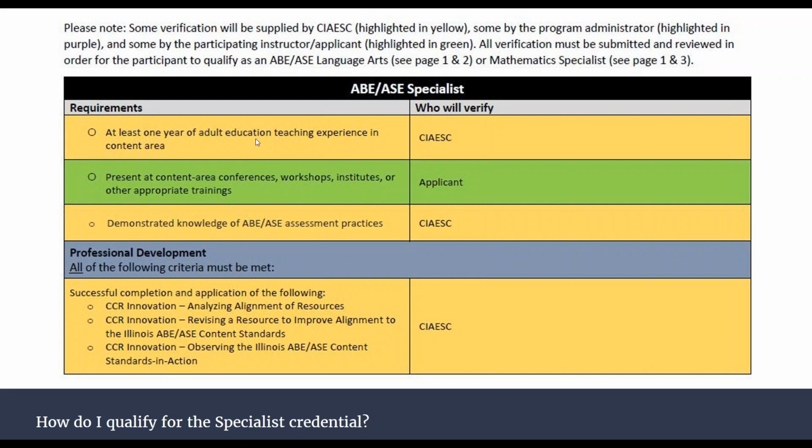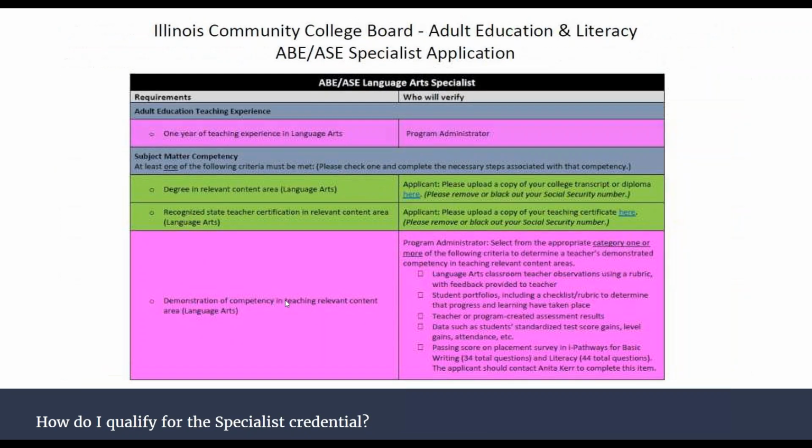The 1 year of teaching, all of you have already, and the demonstrated knowledge of assessment practices comes from having completed the TABE 11/12 iLearn course, which is mandated, so I'm sure all of you have already done it. The trainings are there that you'll see. And then the only other thing is the issue related to subject matter competency, which you see here on the page. This information that you see on your screen is in Canvas.